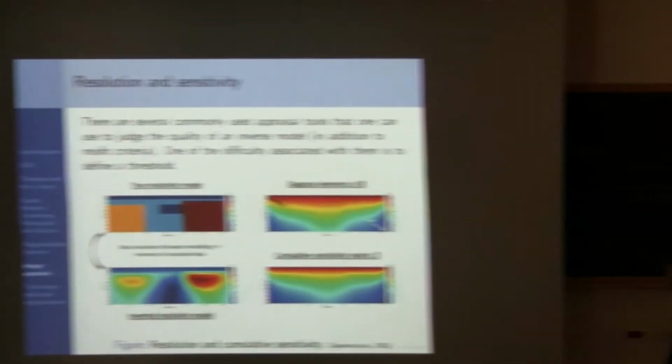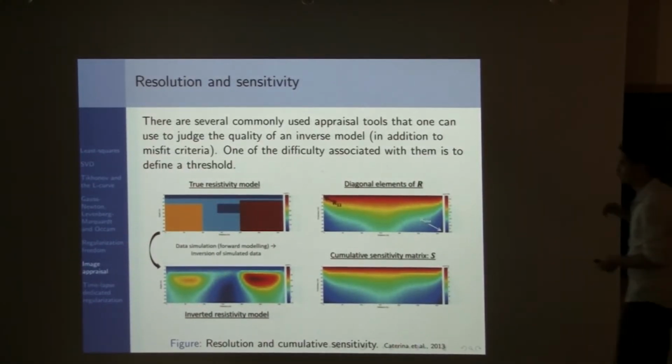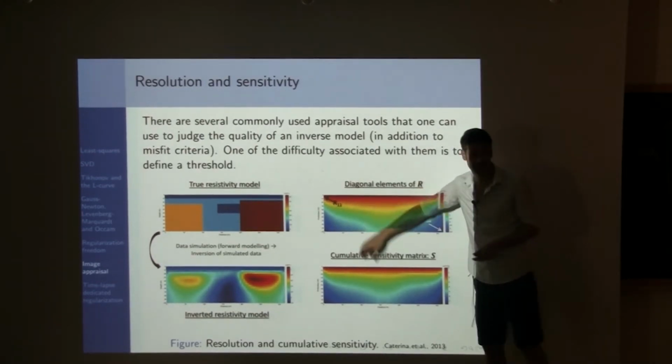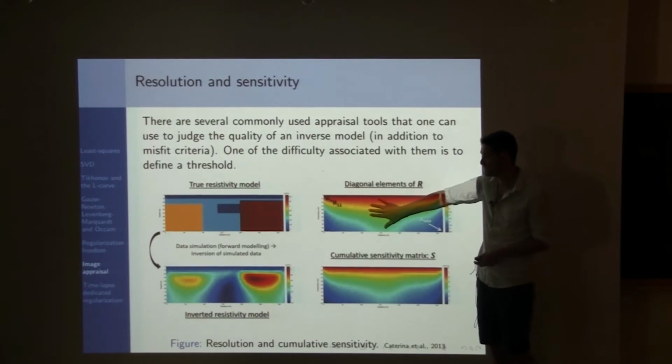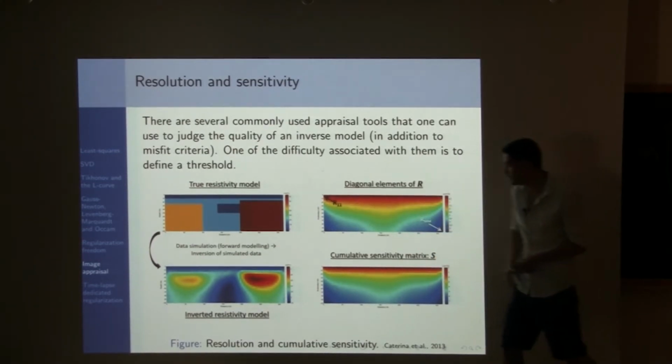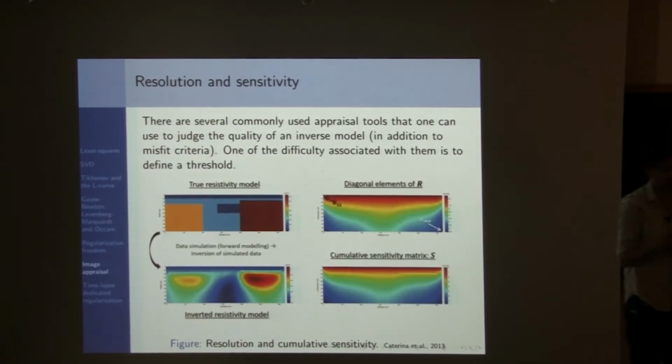But if you would compute another appraisal tool, for example the resolution or the sensitivity, you would have a continuous image. So this is the resolution matrix, which is an approximation of the resolution that is well defined for linear problems, and the cumulative sensitivity matrix. And in this case, it's actually quite difficult to put a threshold on it.